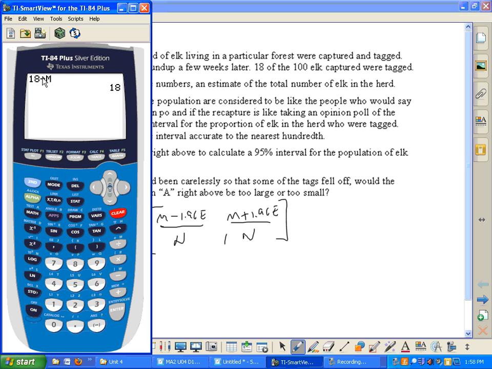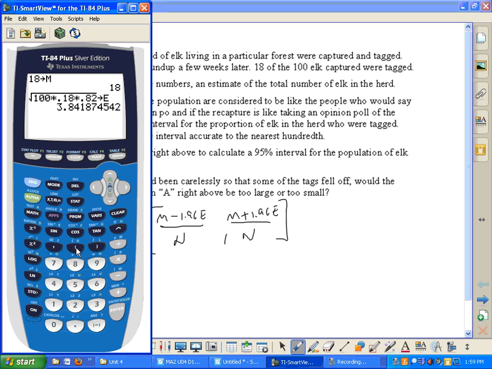I already have 18 stored in M, and then the square root of N, which is 100, times P, which is 0.18, times 1 minus P, 0.82. I'm going to take that value and store it into E. So now I have M is 18 and E is approximately 3.84. I can do M minus 1.96 E divided by N, where again N is 100.